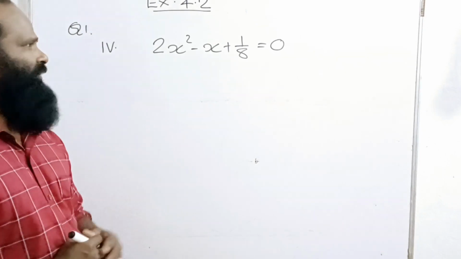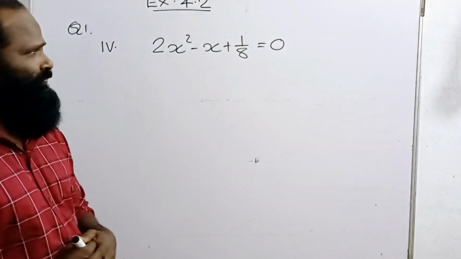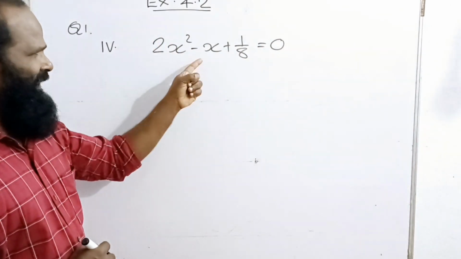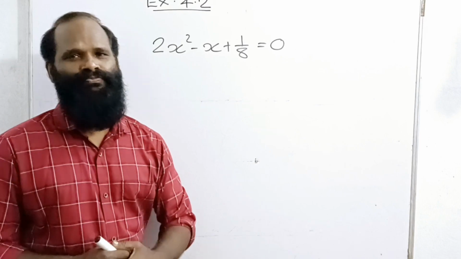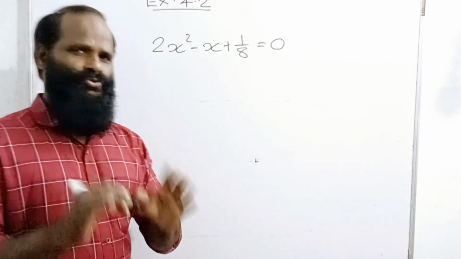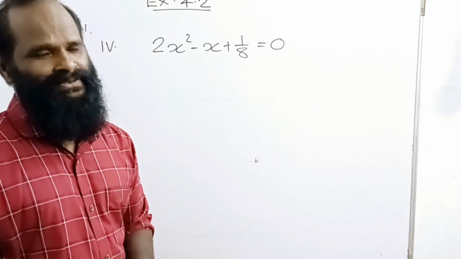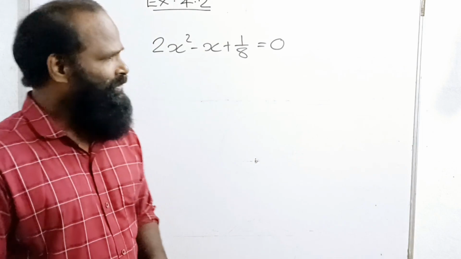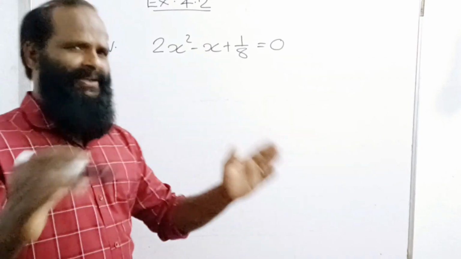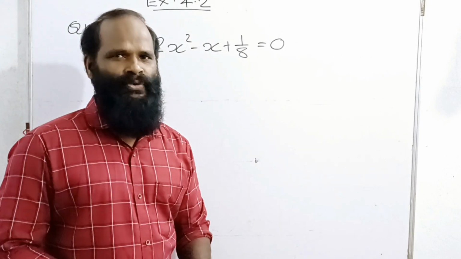Well, today we have question number 4 from exercise 4.2, question number 1. 2x squared minus x plus 1 by 8 is equal to 0. This is also a very simple question. Its factorization is the same as the factorization of the previous questions. The only problem that you may face is the constant term. Constant term is actually a fraction.